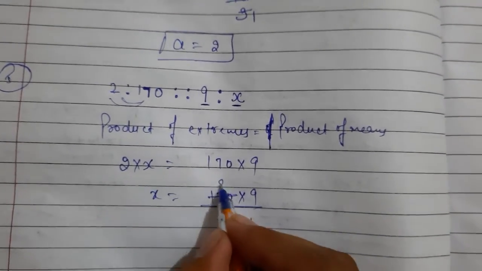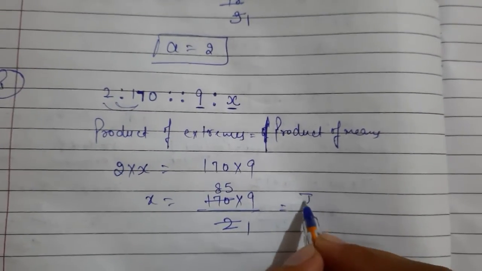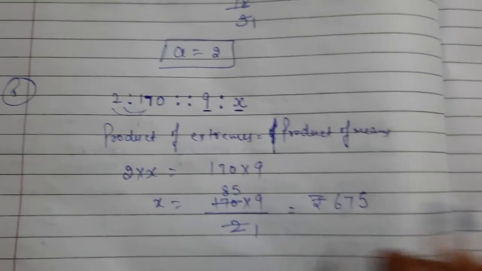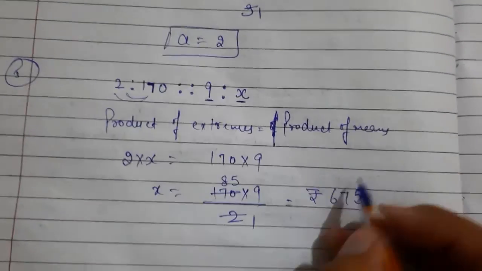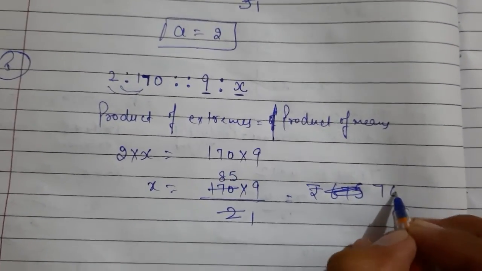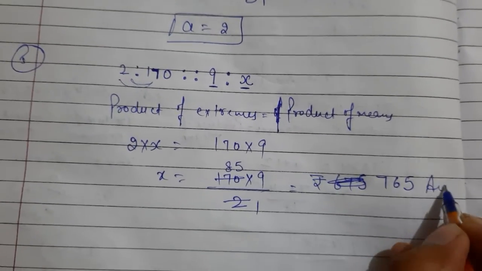2 ones are 2, 2 fours are 8. 85 will come when you multiply. We will get 675. Sorry, 765. Clear to all? This is the answer.